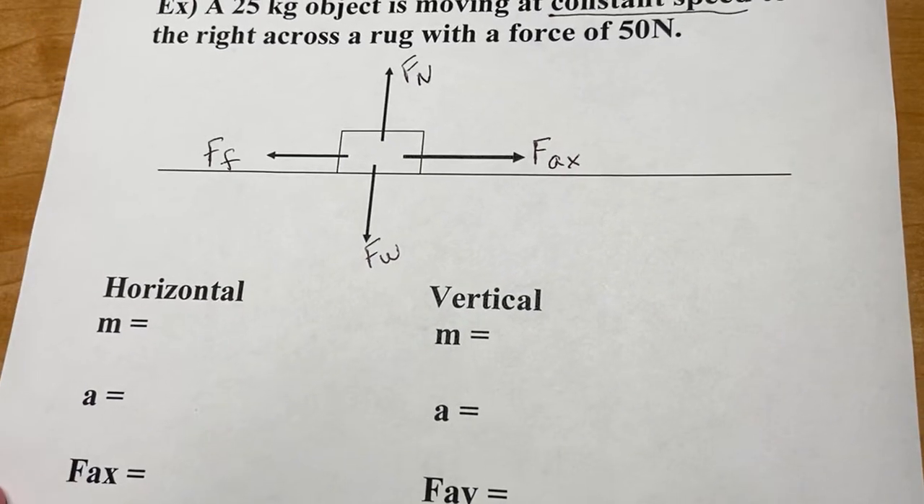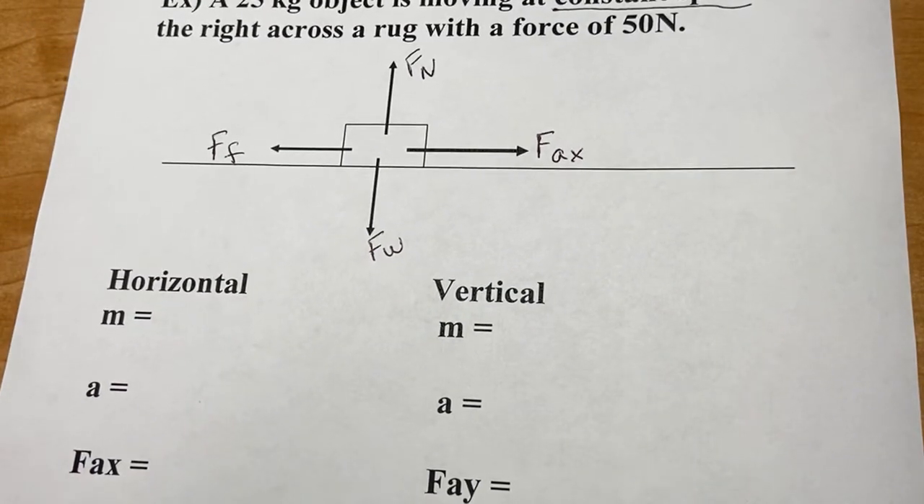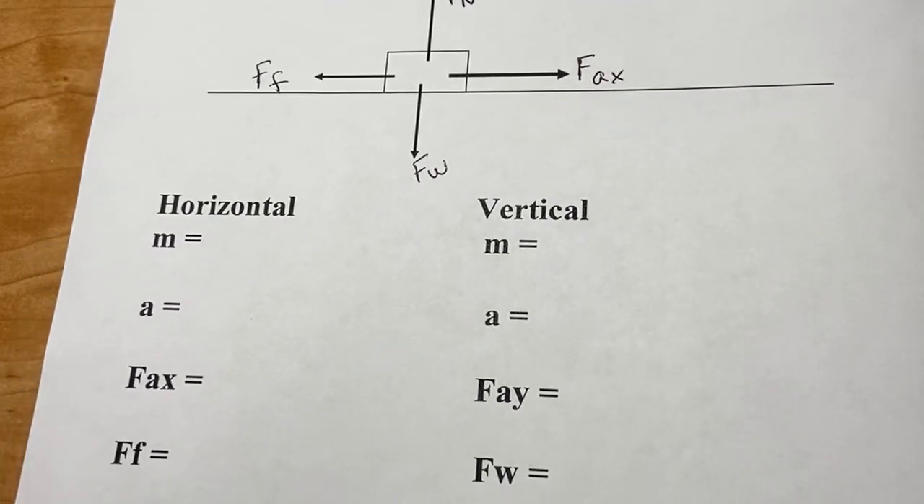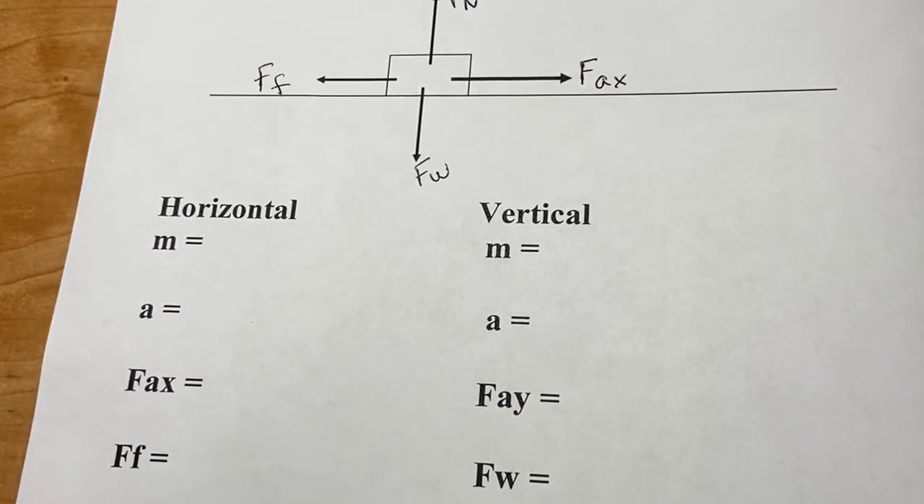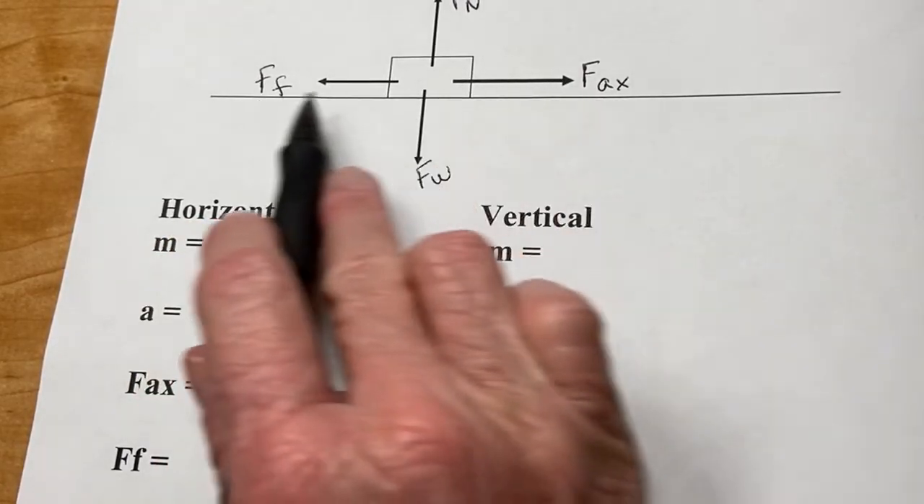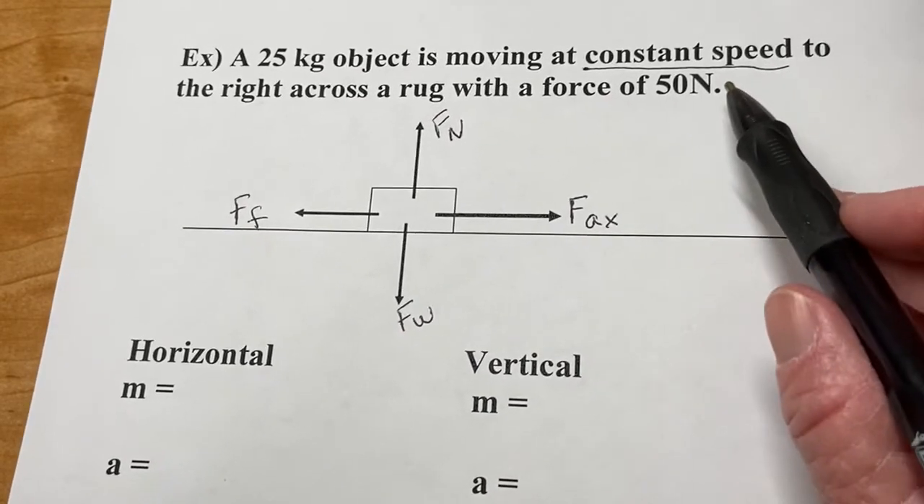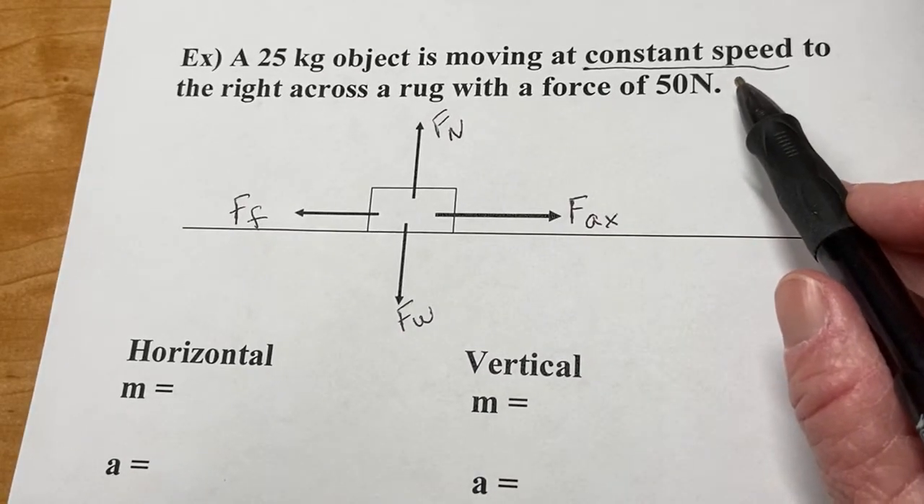Okay, so you have a list. I'm going to go through this list and you're going to add in answers and notes at the same time. So first of all, we're going to look at things horizontally and then vertically. All right, in the horizontal situation, is it accelerating? No. It's at constant speed.